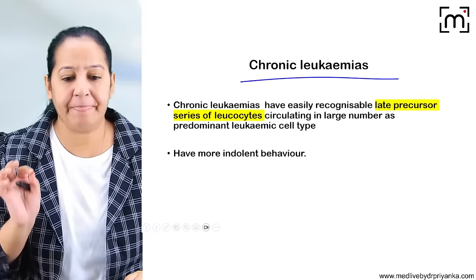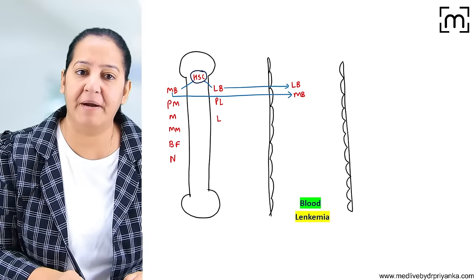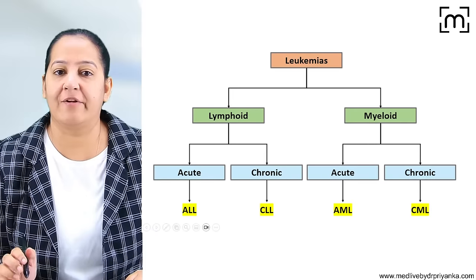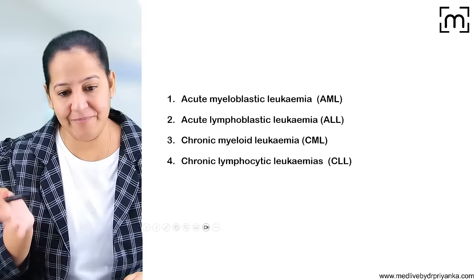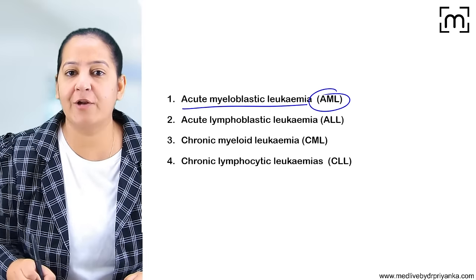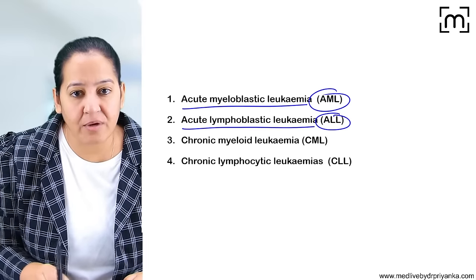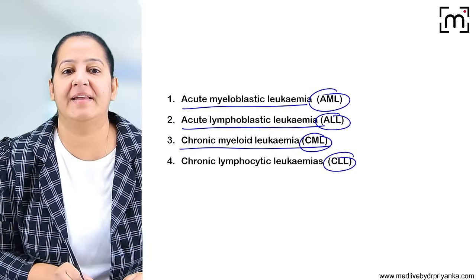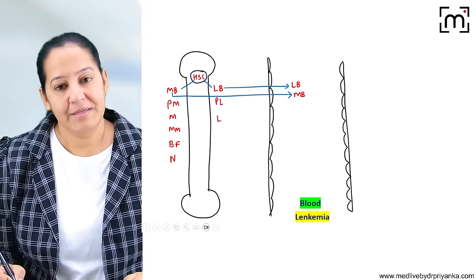In chronic leukemia, blasts may come, but basically the later precursors come in the blood. So there is no cutoff in the chronic leukemias. And each of them can be myeloid or lymphoid. AML is acute myeloblastic leukemia. ALL is acute lymphoblastic leukemia. CML is chronic myeloid leukemia. And CLL is chronic lymphocytic leukemia.